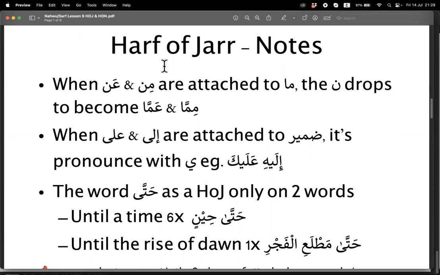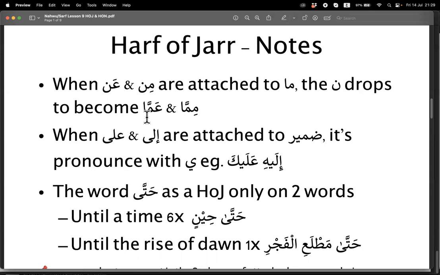When they are attached to ma, the nun will be dropped and come together with the ma, and then become mimma, amma because of the ruling of idgham. Nun and mim coming together. When you see mimma, amma, it is min and ma, an and ma.